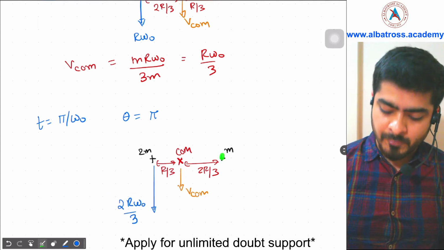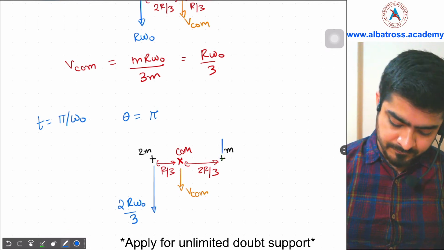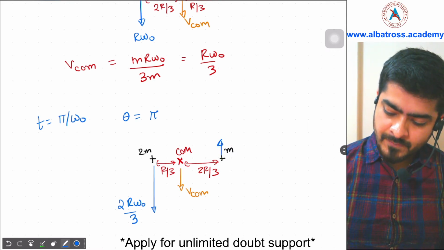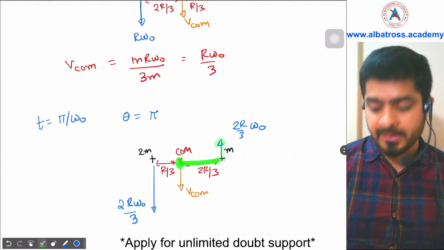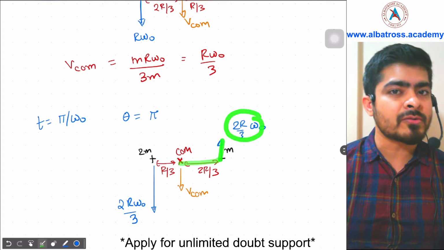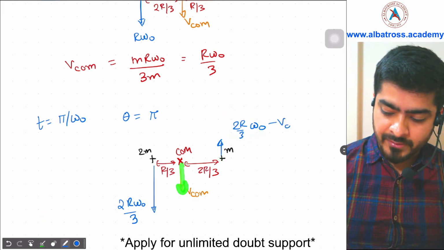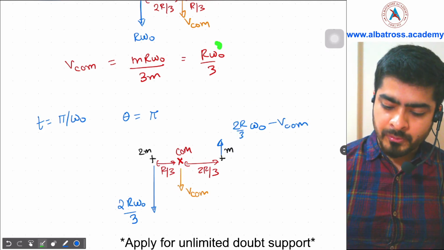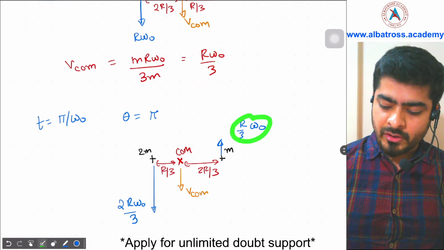And what about this point? This will have velocity in this direction, somewhat this much, and that will be equal to 2r by 3 omega naught, the velocity about center of mass. Radius 2r by 3 multiplied by omega naught is the velocity with respect to center of mass. And center of mass velocity is downwards, so we have to subtract vcom to get the velocity with respect to ground. So when you put the value over here, you will get the net velocity of the center of the bigger disk.